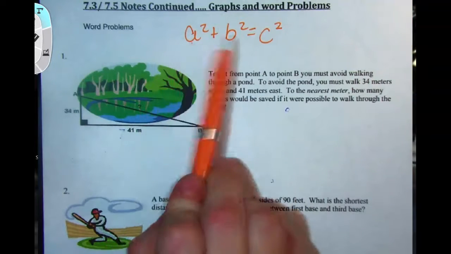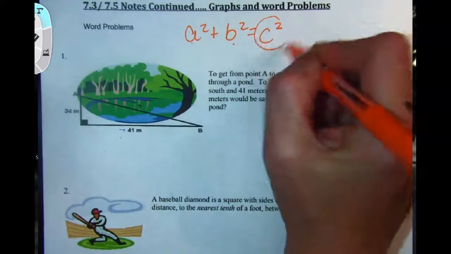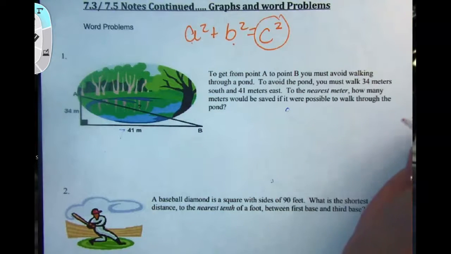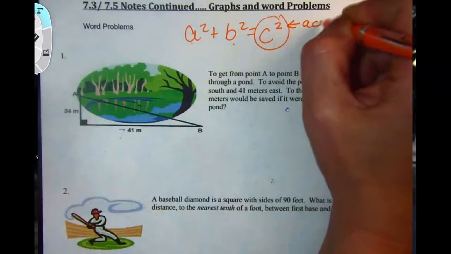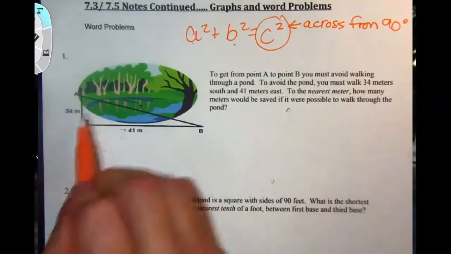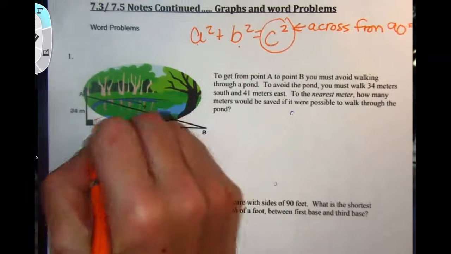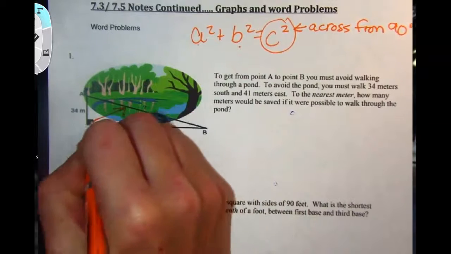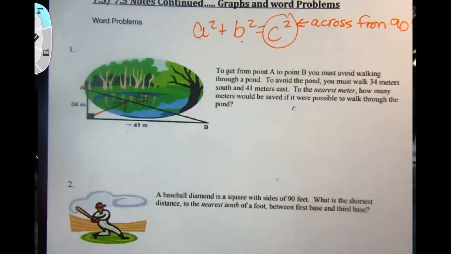A is a side, b is a side. Does not matter which one it is. C is our longest side, called the hypotenuse, and it's always across from the 90-degree angle. So if you look at this picture, even before I read, I can tell right now this question mark we're looking for is going to be our C because it's across from the 90-degree angle.